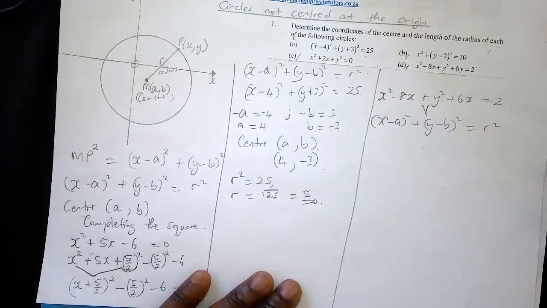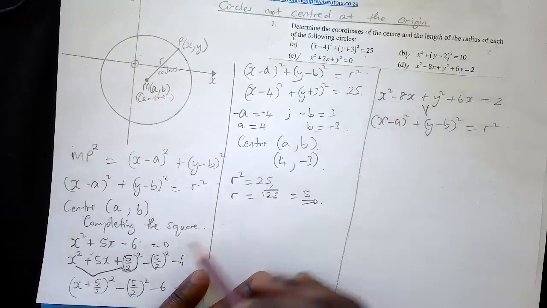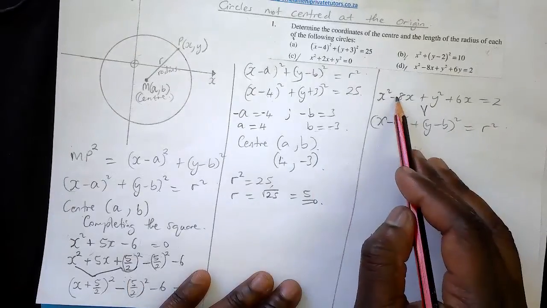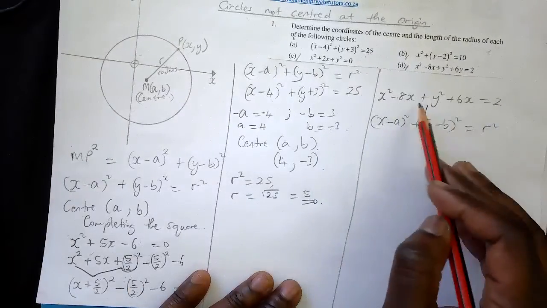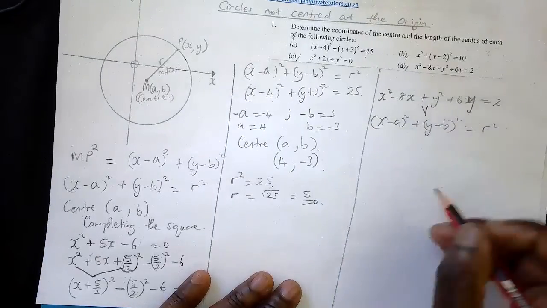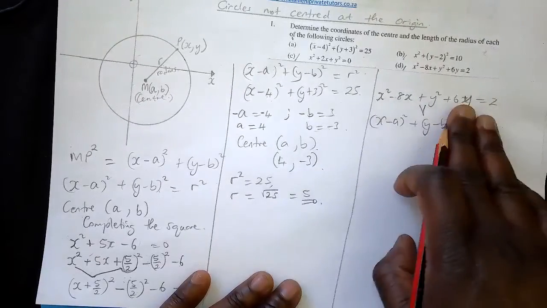So how do we express it in that case? We now apply completing the square for each of them. So we apply completing the square for x. This one is 6y, sorry. We apply completing the square for x, and we apply completing the square for y.